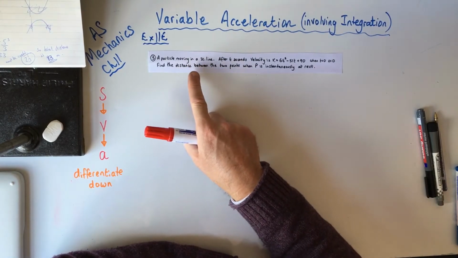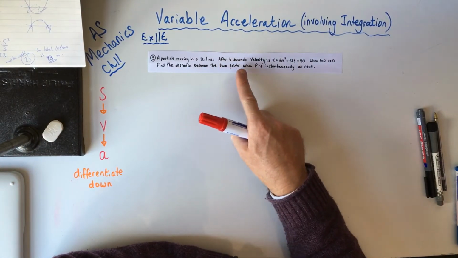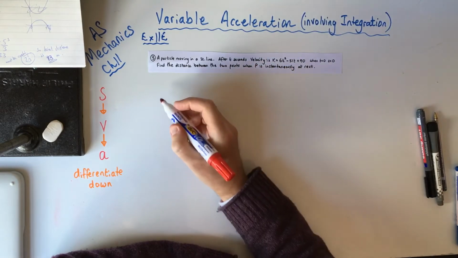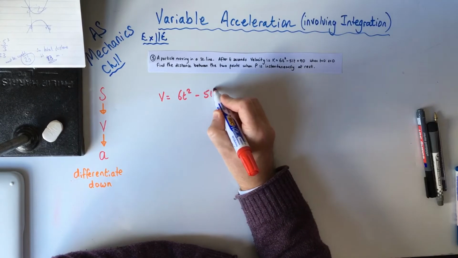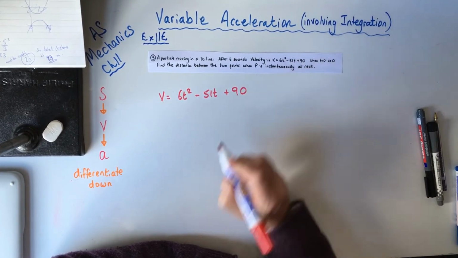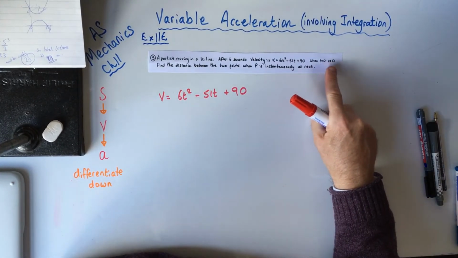Number 5. A particle is moving in a straight line. After t seconds, the velocity is 6t squared minus 51t plus 90 meters per second. When t is 0, s is 0.